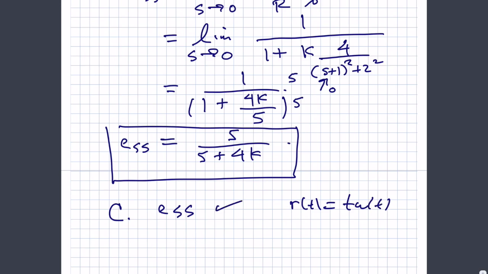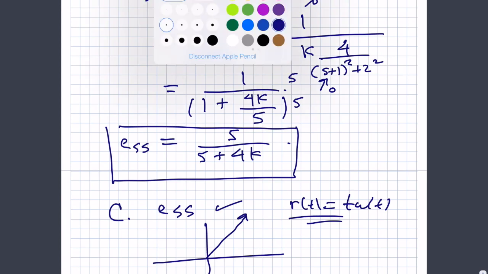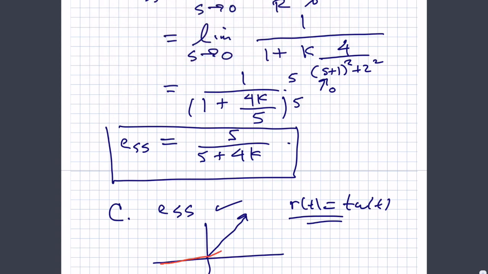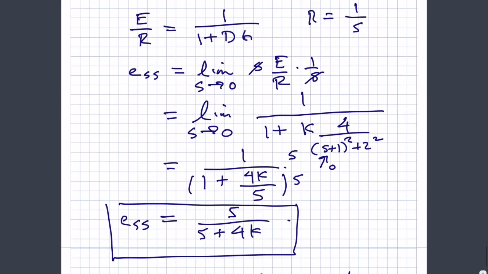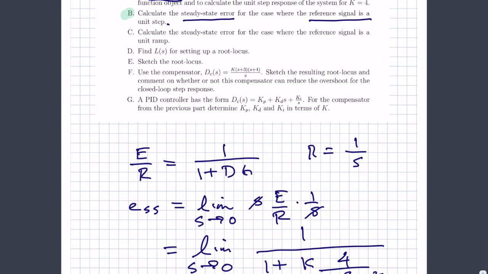Well, a type zero system can't keep track of a ramp. Here's our ramp reference signal and our system is trying to keep up, but it just can't keep the same slope. And so this error is growing as time marches on. And so the steady state error in this case is infinite. We don't really need to do any further work because we know it's a type zero system. Okay, so that's part C.